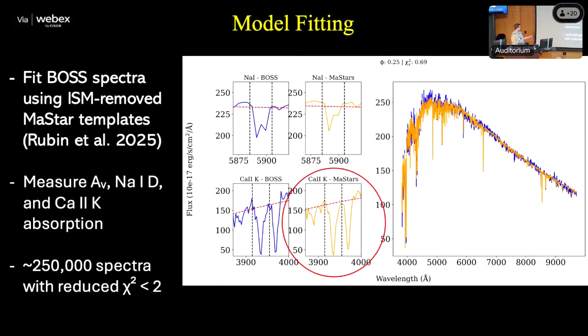With that, we also obtain the extinction for our stars. In fitting the continua, I apply just a Fitzpatrick extinction law. So we measure the extinction, sodium 1 and calcium K absorption for all 2.5 million of these BOSS spectra. I find about 250,000 of them have reduced chi-squares of less than 2. That constitutes my sample. So with that, I can share some all-sky maps I've produced.